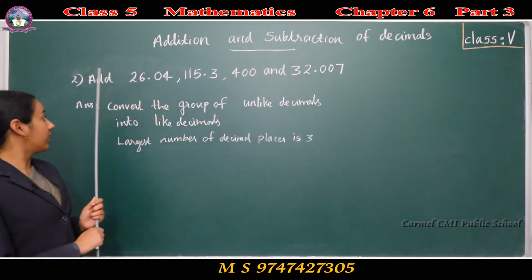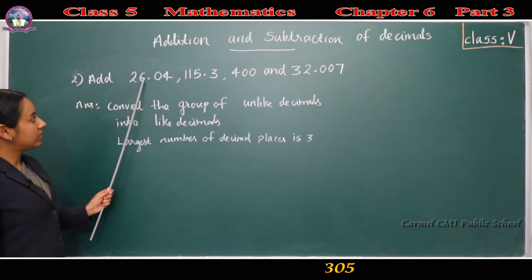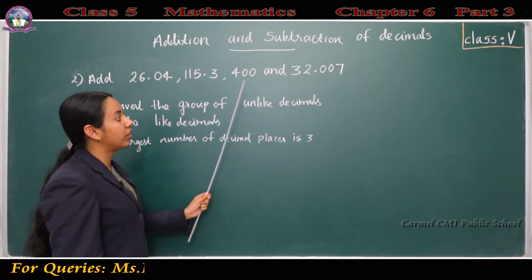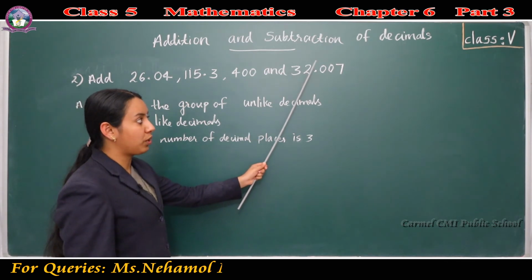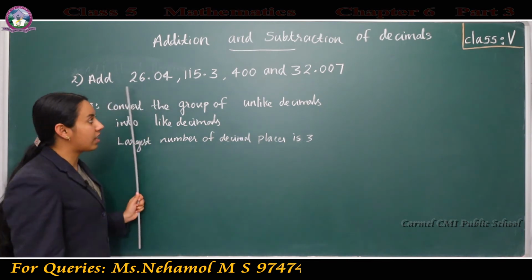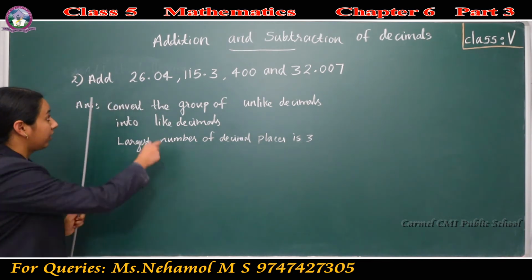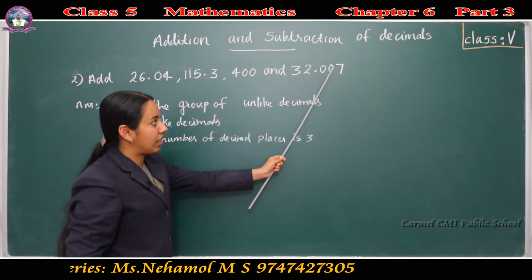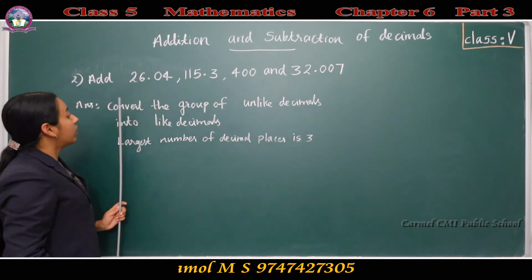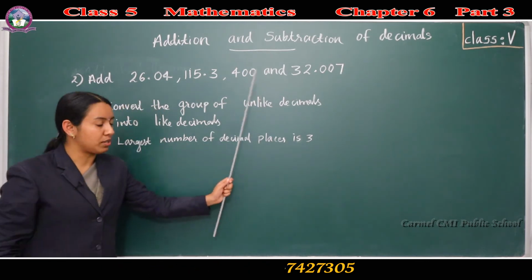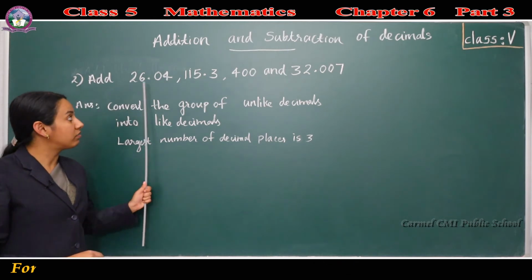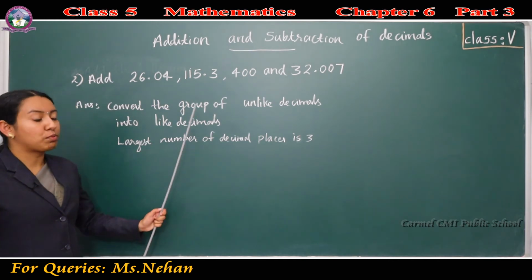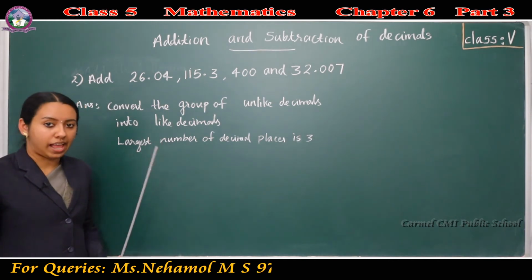Next one, consider the second question. Add 26.04, 115.3, 400 and 32.007. These are unlike decimals. Is it? Here 2 decimal places, here 1 decimal place, then here no decimal place, and for the last number 3 decimal places are there. So to add these numbers, first we have to convert these unlike decimals to like decimals.